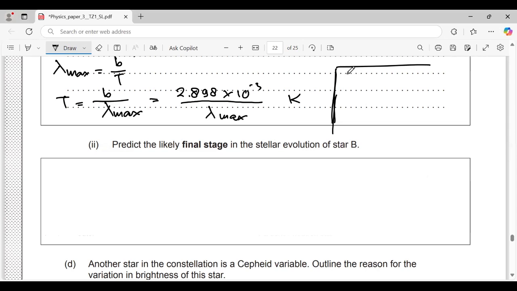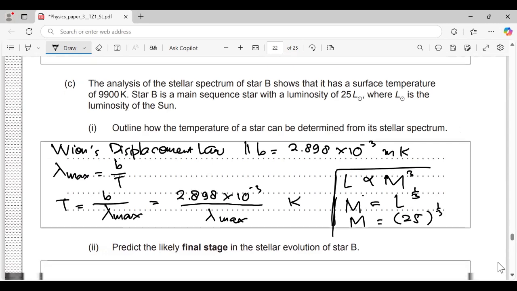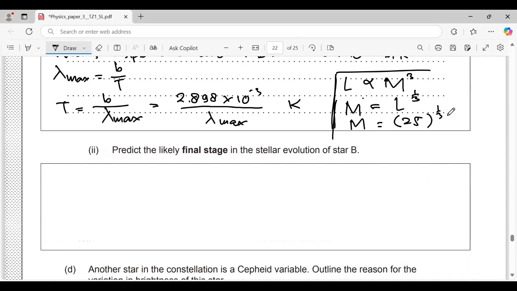We can use this rule that luminosity is proportional to m cubed, so we can say that m equals L to the power 1/3. According to the information, L equals 25 luminosity of the sun. If you calculate this number, m equals 2.9, which is in solar masses. So m equals 2.9 mass of the sun.